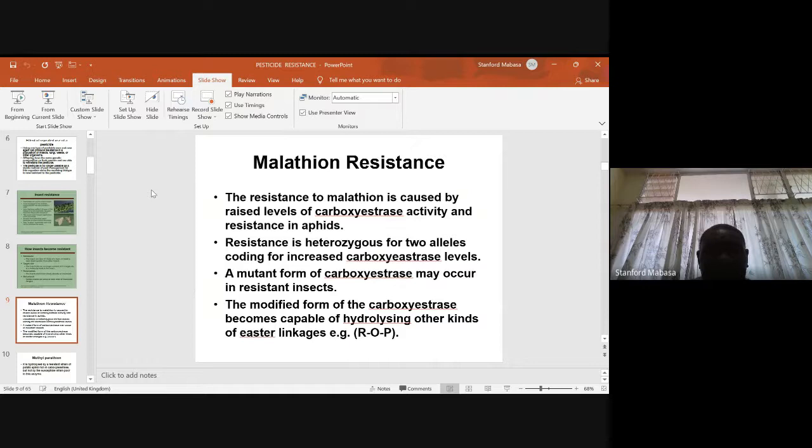Now, the resistance of malathion is caused by the increased levels of an enzyme called carboxyesterase in the aphids. So you may find that malathion may fail to kill some of the aphids because they have this enzyme in high levels, carboxyesterase.